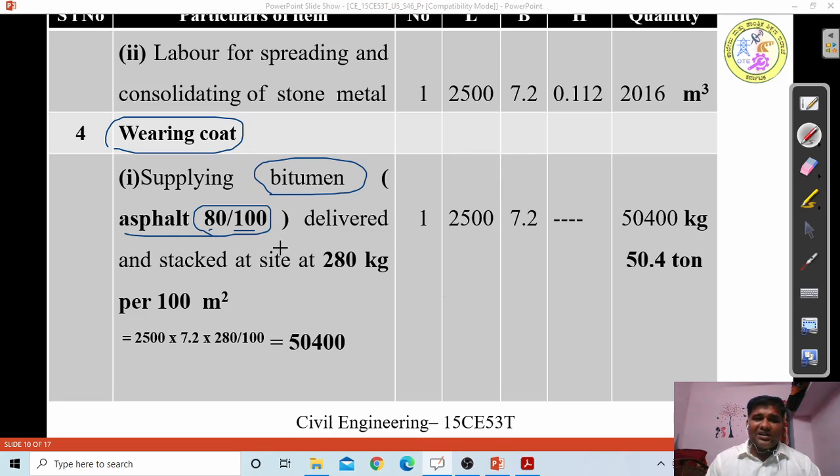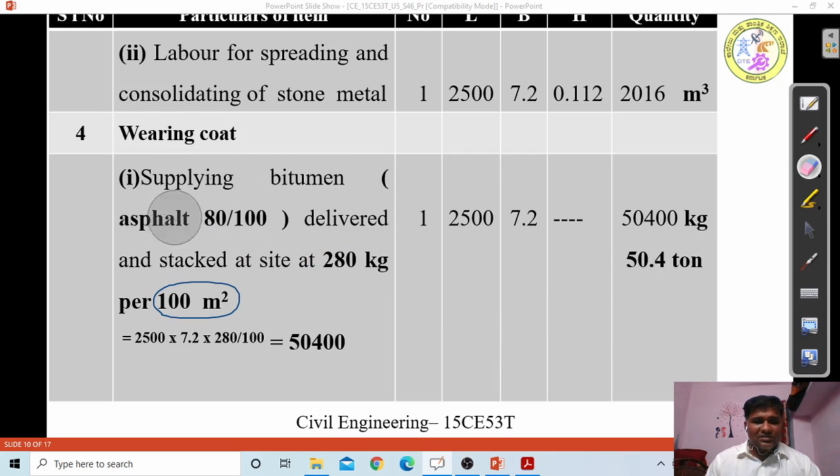30, 40 grade is the hardest grade of bitumen. This bitumen will be delivered and stacked at site, and the application is around 280 kg for 100 square meters of the road surface. This bitumen will be applied mixed with aggregates. So it is 280 kg per 100 square meters, that is 2.80 kg per square meter. For 1 square meter I have to apply around 2.8 kg. This supply of bitumen will be measured in kgs.